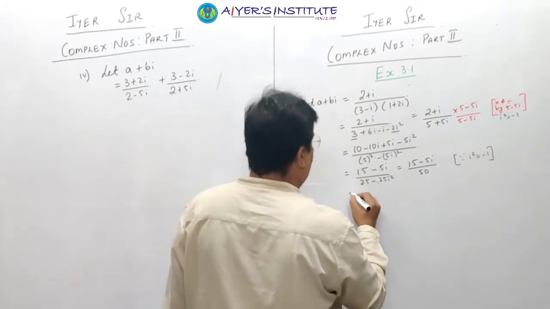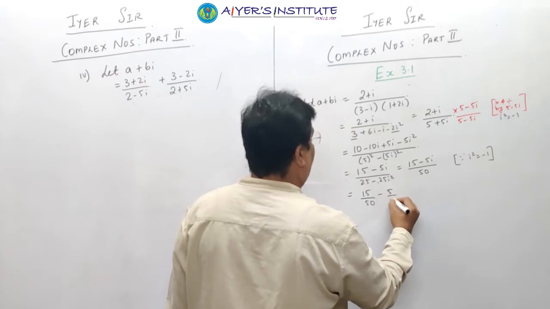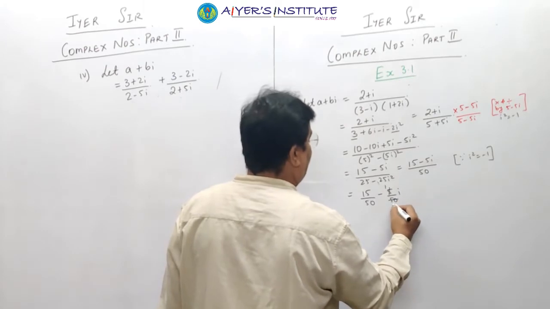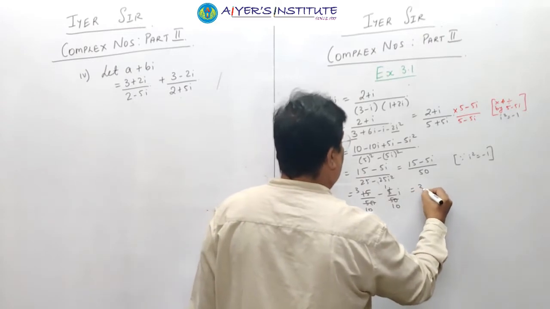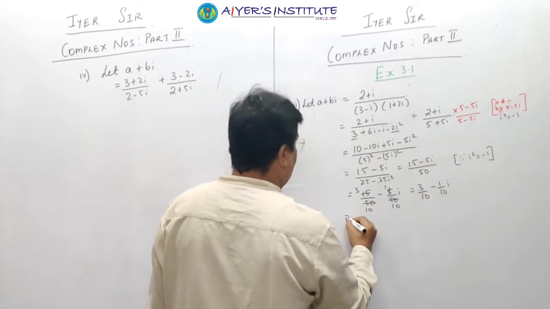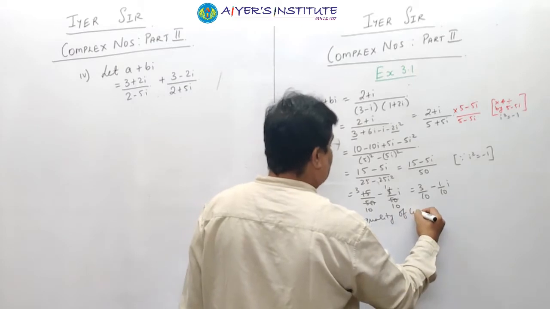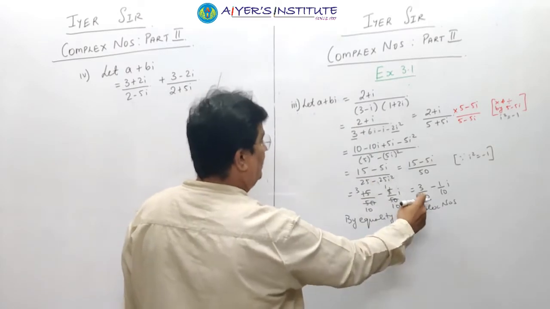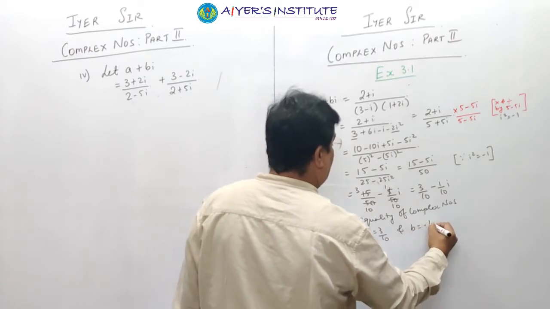Now after that we split them up. 15 upon 50 minus 5 upon 50i. So we can cut them out. 5 ones are 5, 10s are 5, 3s are 5, 10s. So we get 3 upon 10 minus 1 upon 10i, and then we say by equality of complex numbers, if we compare, a will be equal to 3 upon 10 and b is equal to minus 1 upon 10.